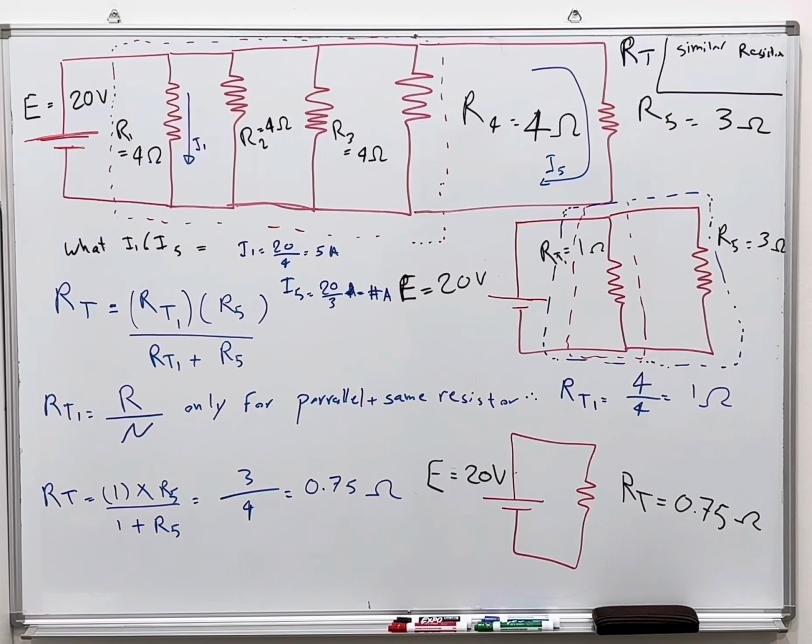But here in R5, the resistance is 3. So this resistance has 2 points shared with the source. This is the first point shared here, and this is the other point shared here. So 20 divided by 3 will show me how much I5 is. So I5 would be 20 divided by 3, some number in amperes.